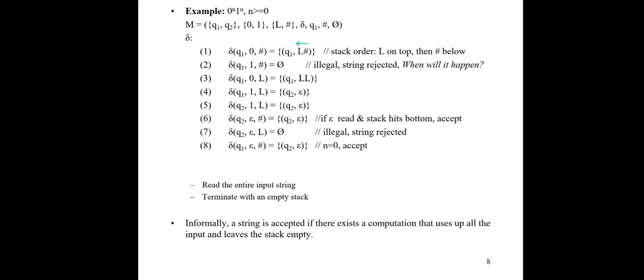The logic is like this. Push all zeros into the stack in the form of L. For every one, you are supposed to pop the content from the stack. Finally, when you reach the end of the input string, that is epsilon, your stack will have only hash, the bottom of the stack. And since it is the empty stack method, what we are doing is we are finally popping it.